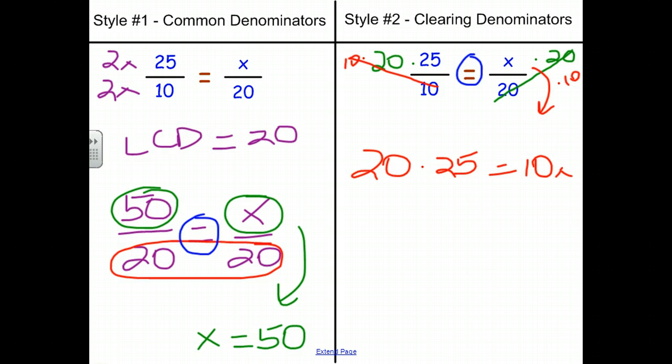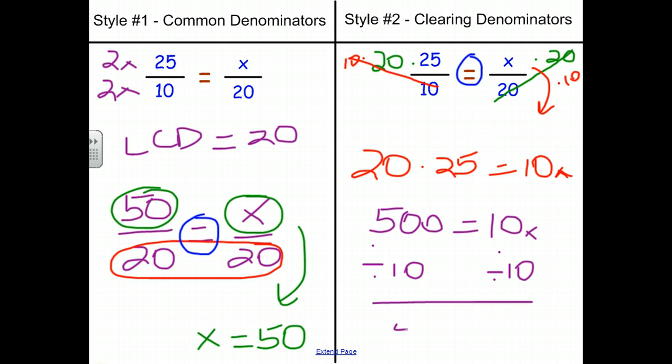Now, yes, did I make this slightly more difficult by bringing the denominator back over to the x? Yes, but I'll explain why in a second. After we go through this, 500 equals 10x. Divide both sides by 10, and we get 50 equals x. Now the question arises, why in the world did I bring the 10 back over? Well, it's to illustrate the next point.